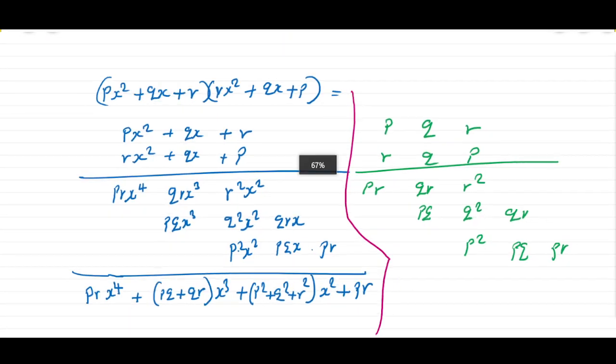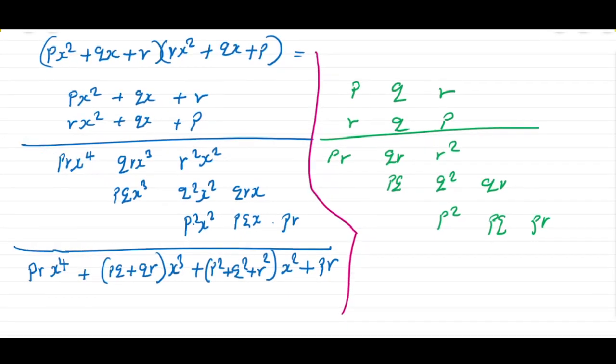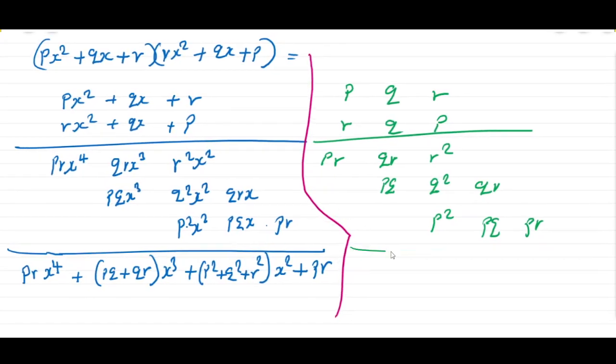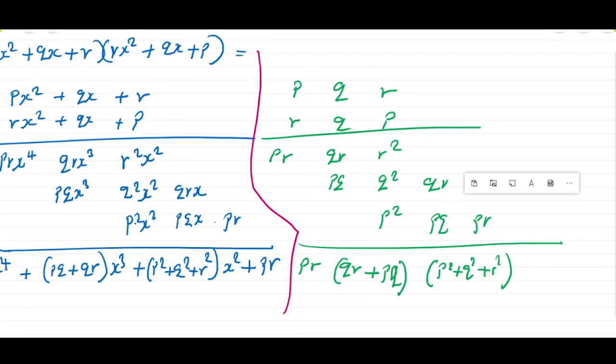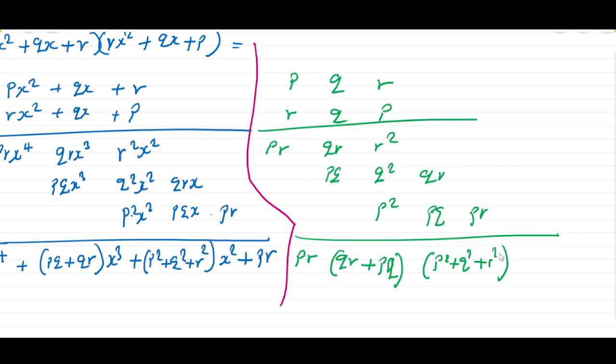Okay, yeah. When we are done, we simply add. So this will be p r. Then we are going to arrange this part. So we're going to make it as q r plus p q, because we're going to add them, they're in the same column. And then we're going to make this as p square plus q square plus r square. Then these guys will be p q plus q r, and this guy will be p r.